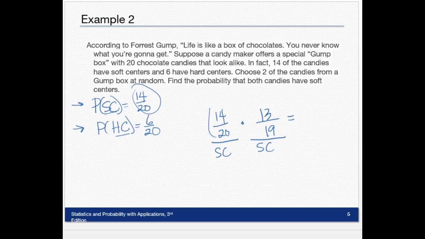So be careful when you multiply fractions. Remember, you have to multiply top to top, bottom to bottom. And when you get it in your calculator, you get 0.479. All right, so you're going to have to read your questions very carefully for all the clues that they give you in the problem to be able to get your probability set up correctly.